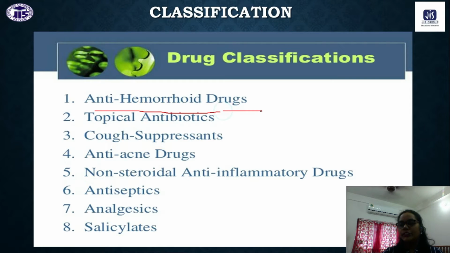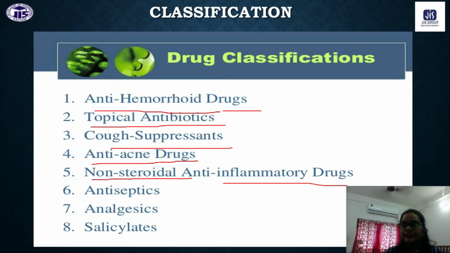anti-hemorrhoid drugs. Okay, so next we have topical antibiotics, cough. Next we have anti-acne drugs. Okay, non-steroidal anti-inflammatory drugs, antiseptics, analgesics, and salicylates. So these are some of the types of drugs that we have, and we can synthesize them as well as get these drugs from nature also. Okay, and sometimes this may happen from nature.